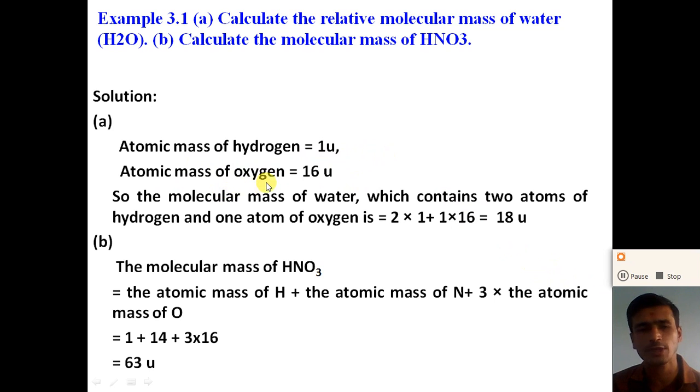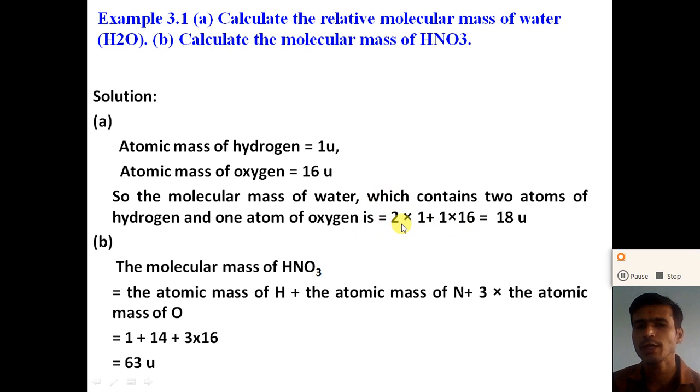The atomic mass of oxygen. What is the atomic mass of oxygen? The atomic mass of oxygen is 16 AMU relative to the hydrogen atom, right? So we take the atomic mass of hydrogen as 1 AMU and the atomic mass of oxygen as 16 AMU. Now we know that the molecule of water contains two atoms of hydrogen and one atom of oxygen. So the molecular mass of water is 2 into the atomic mass of hydrogen plus 1 into the atomic mass of oxygen. So why do we write 2?